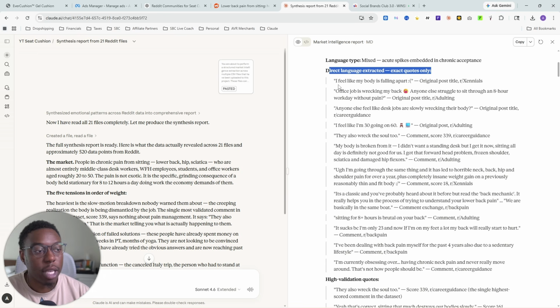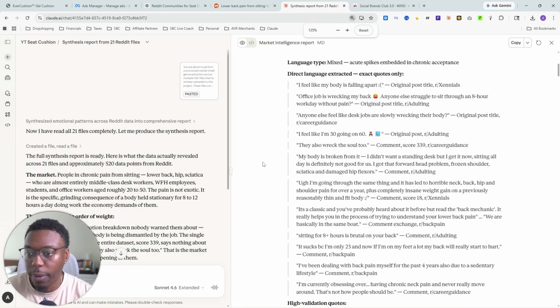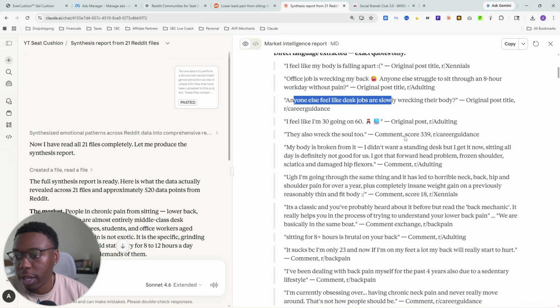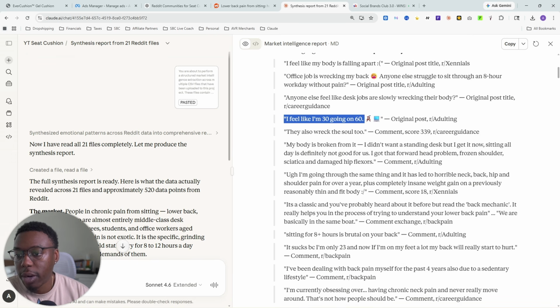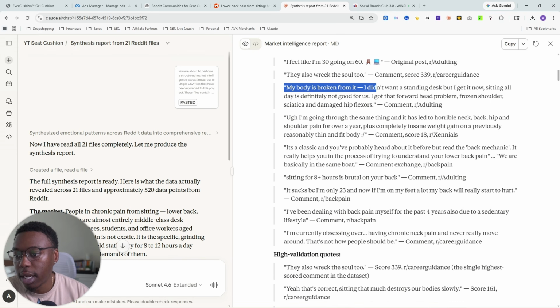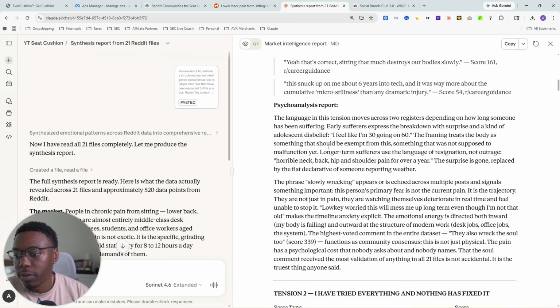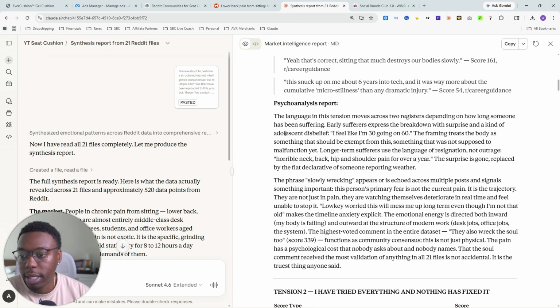So we're going to see exactly in real time what people are saying about the problems and pains that they're going through, right? So I feel like my body's falling apart. Office job is wrecking my back. Anyone else feel like desk jobs are slowly wrecking their body? I feel like I'm 30 going on 60. They also wreck the soul too. My body is broken from it. Ugh, I'm going through the same thing and it has led to horrible neck, back, hip, and shoulder pain, right? So we can read more and more and more. And basically, here's the report that's going to help you understand the entire framework.